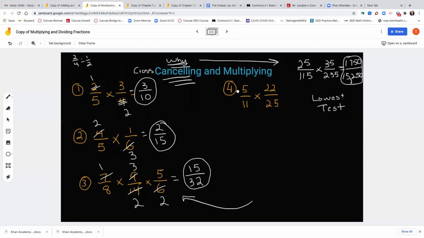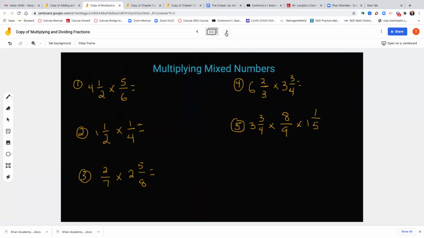So that's why you would do this thing called canceling. When you get bigger numbers that maybe you can reduce before you multiply, that's what you would do. Okay, I want to show you the next kind of multiplication: mixed numbers.